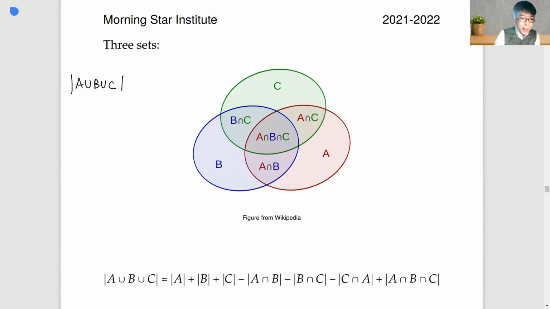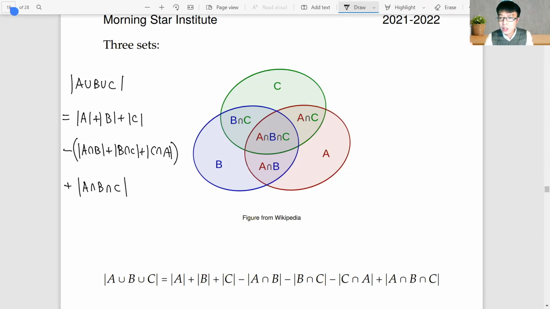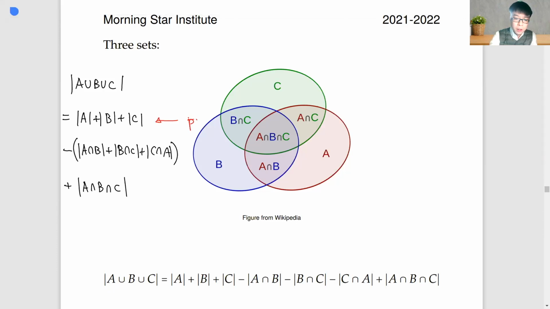It corresponds to, first we add the numbers from each set, A plus B plus C. Next, we subtract the intersections of two sets. Let me put them into parentheses. We have A intersect B, B intersect C, C intersect A. This part, we subtract it. And finally, we add back the intersection of all three sets. Okay. It looks complicated, but we have a very nice pattern. The first row here is positive, right? We add all the single sets. The second one, we have a negative.